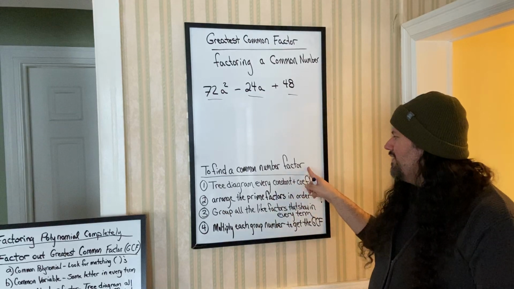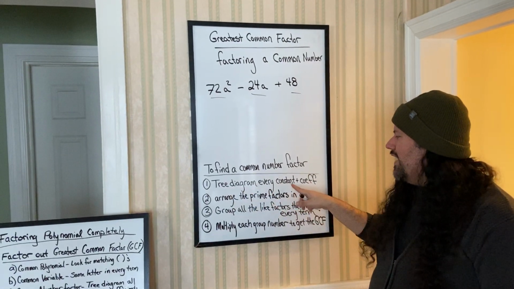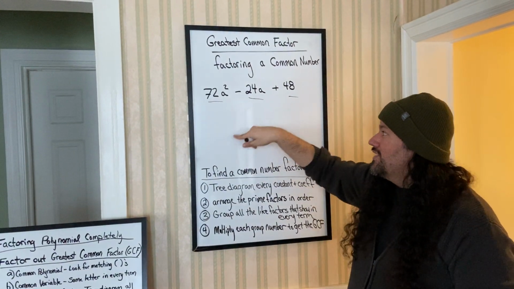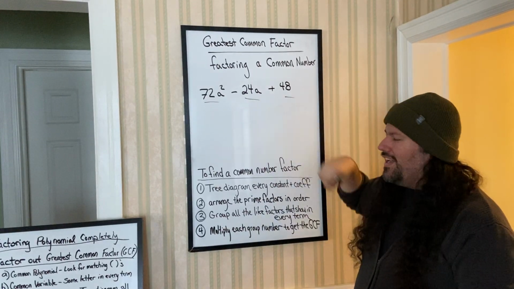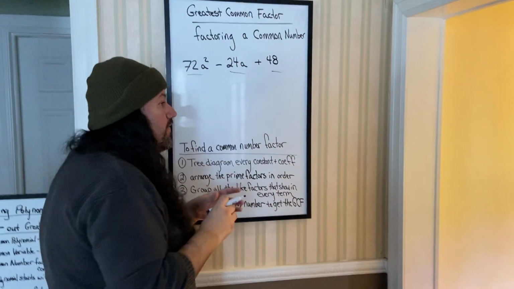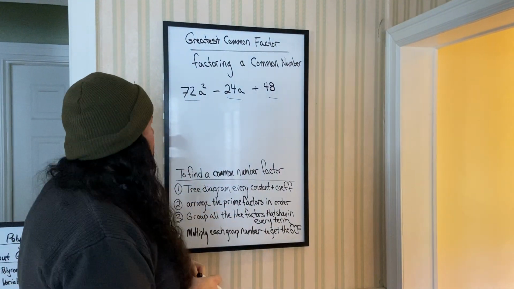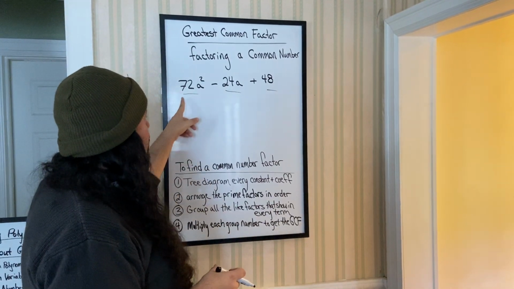Now, how do we do a common number factor? We're going to do a tree diagram for every constant and coefficient. So I'm going to do a tree diagram for 72, the coefficient here, 24, the coefficient here, and 48, the constant here. Now, if you didn't know how to do a tree diagram, just think of any two numbers that you know multiply to give you 72. Everyone might have a different starting point.